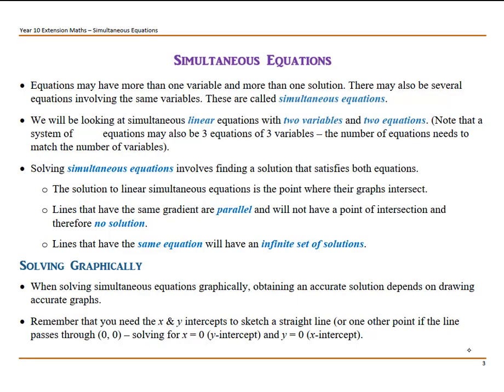This is the first video of a series looking at simultaneous equations. In particular, this video will look at how to solve them graphically. But let's start by looking at what a simultaneous equation is.